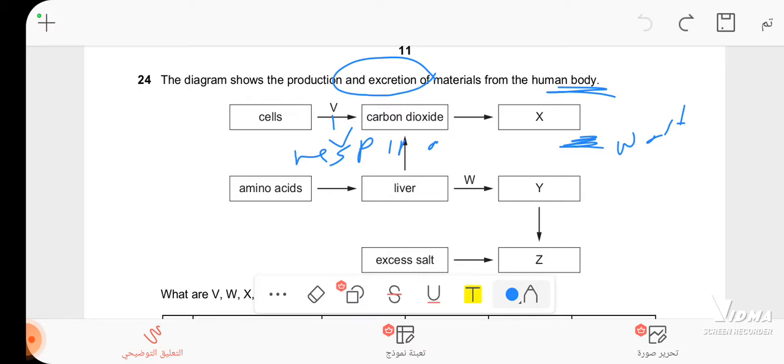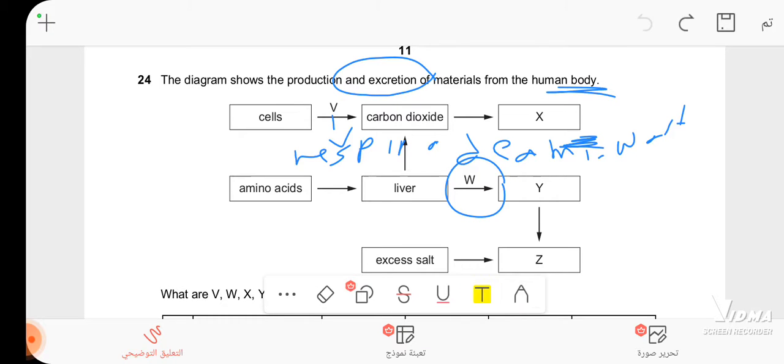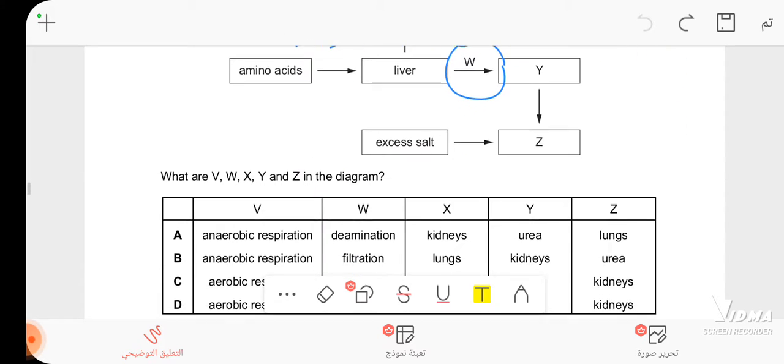Amino acids occur in the liver. Okay, move to the liver. What happened in the liver? This process is called deamination. As you know, an excess amount of amino acids in our body will move to the liver to remove nitrogen and change it to urea by the process of deamination. Then Z and excess salt.